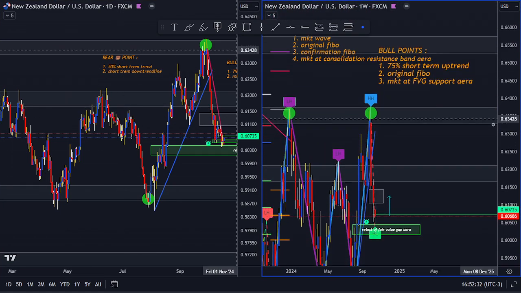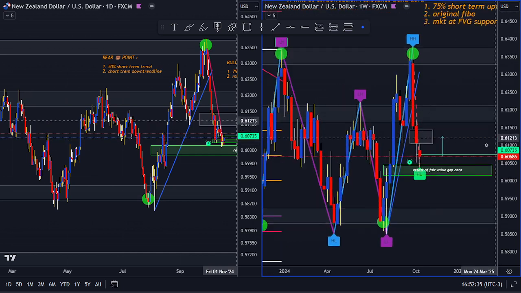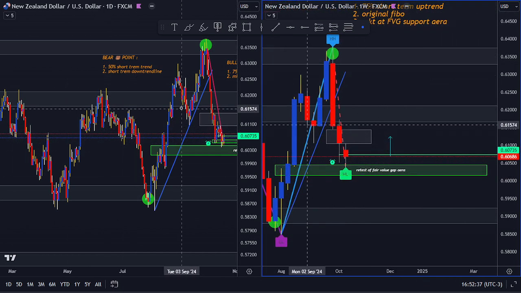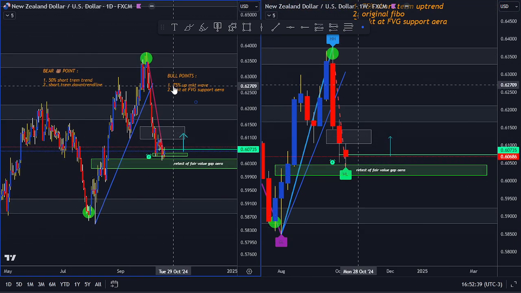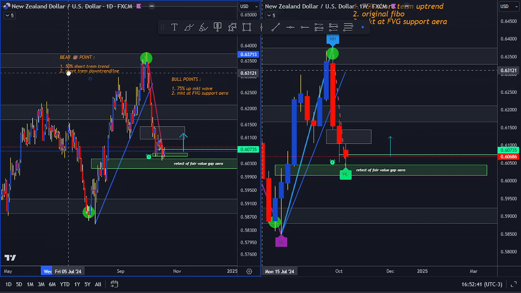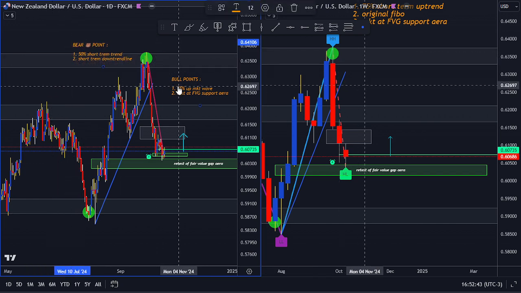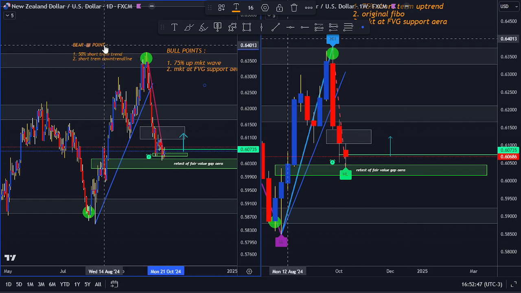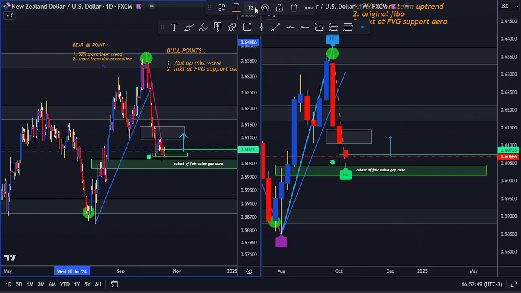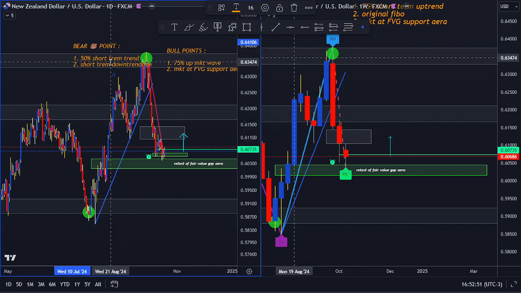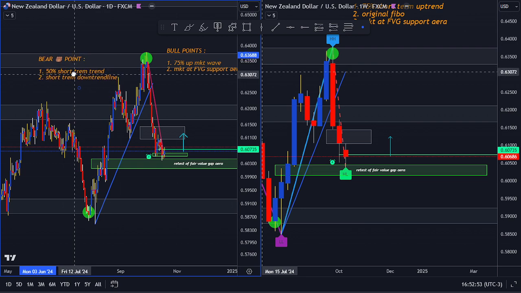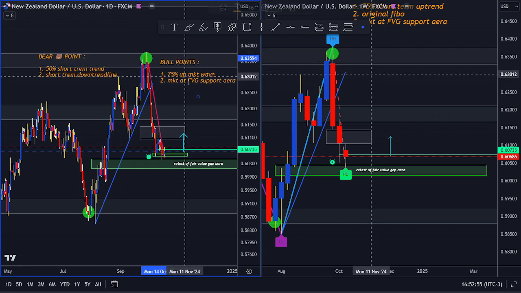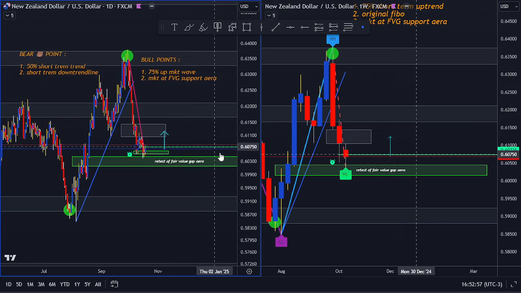All right, so that's where we are right now. This is where I'm expecting price to come to. And as we can see here, we have the bear points and the bull points here too, right here. 16. All right, that's it. So this is what we have right now on the daily. Is that a little bit different from what we have on the weekly time frame?